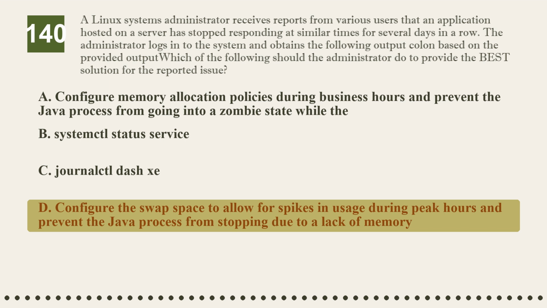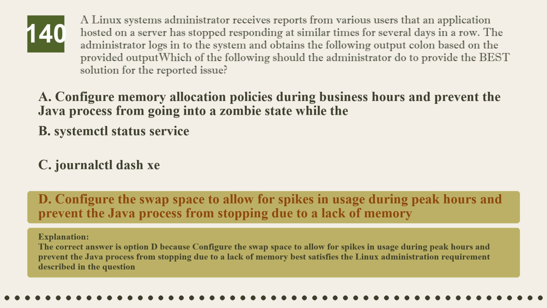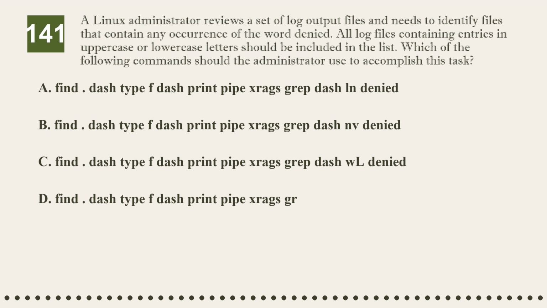The correct answer is option D. Configure the swap space to allow for spikes in usage during peak hours and prevent the Java process from stopping due to a lack of memory. The correct answer is option D because configuring the swap space to allow for spikes in usage during peak hours and prevent the Java process from stopping due to a lack of memory best satisfies the Linux administration requirement described in the question.